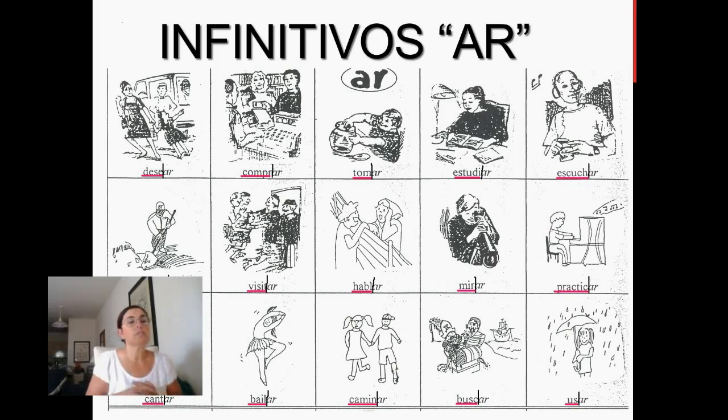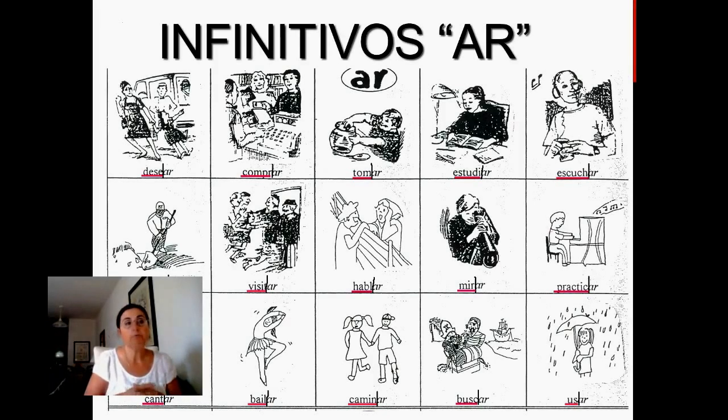So here there is a list of this type of infinitives. So I want you to take a lápiz a papel. You already know that from chapter 1. Take a lápiz a papel and write any of these actions that you think you're going to remember.